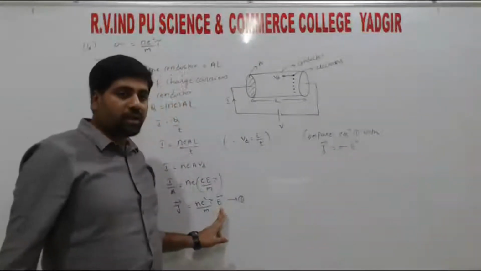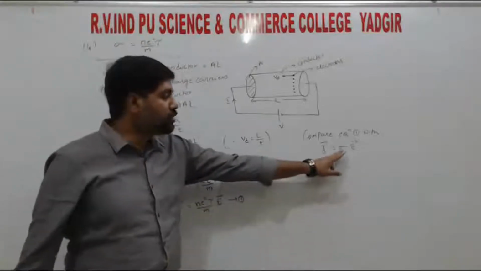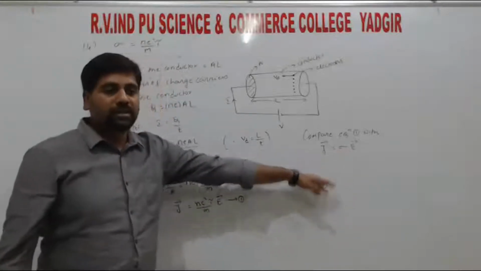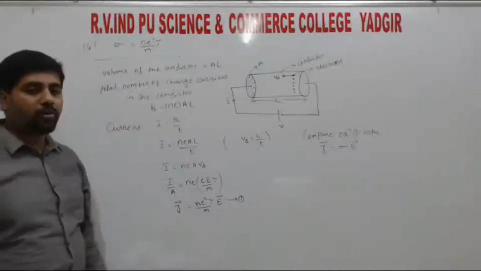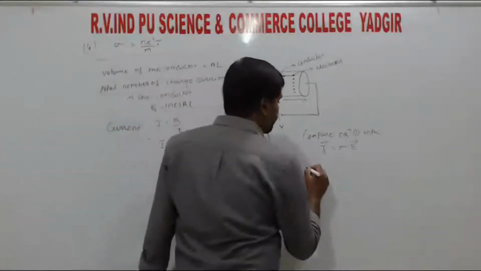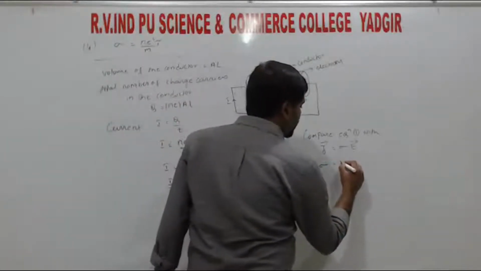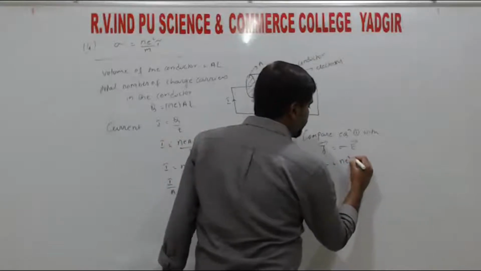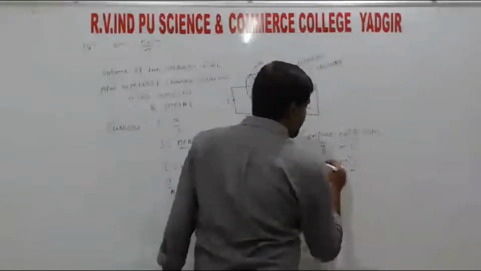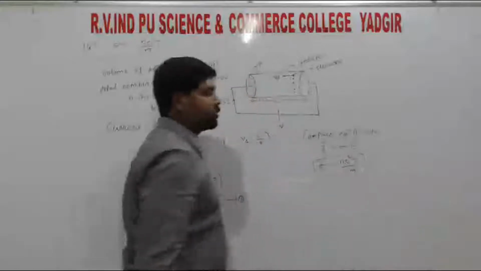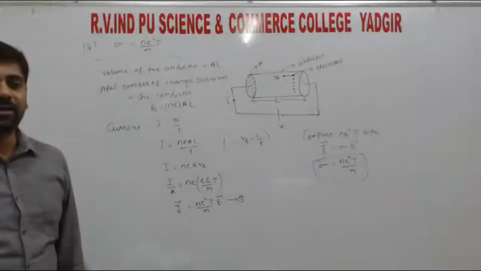So in the first equation, there is also vector E. So the only replacement is rho place, that means sigma place, where we have n square tau by m, right? So therefore sigma is equal to n square tau divided by m. So this is the final expression for the conductivity, right?